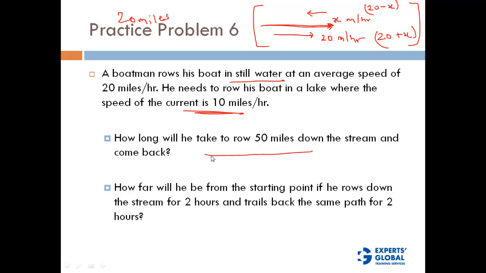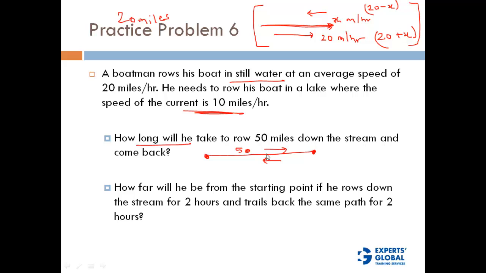So he starts from here, he goes 50 miles down, he reaches this point and he comes back again, this way and this way. So how long does he take? The time taken is going to be time taken to travel downstream and time taken to travel upstream. Okay, now we know the distance already. So all we need to find out is the speed, upstream speed and downstream speed.